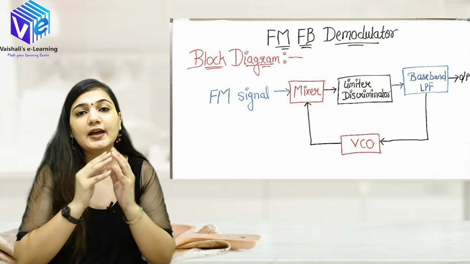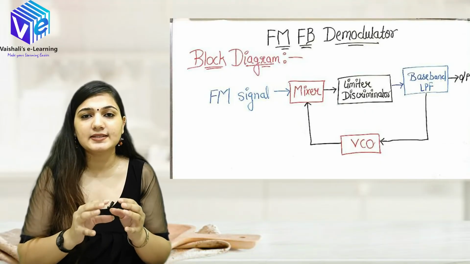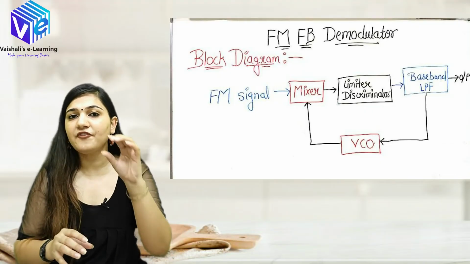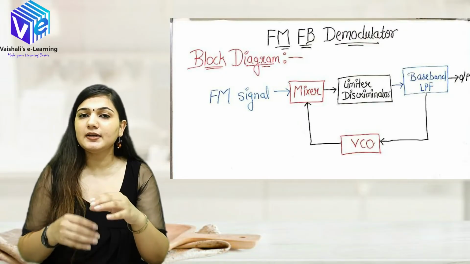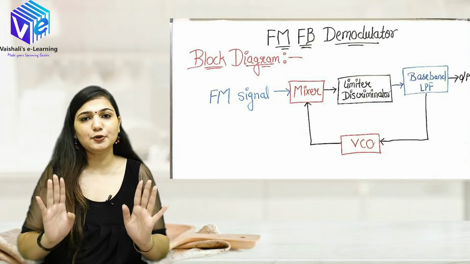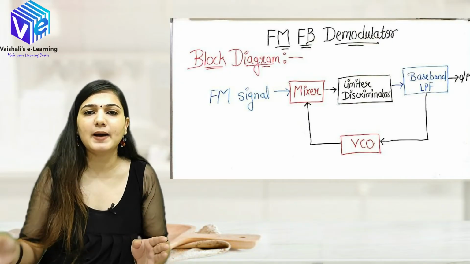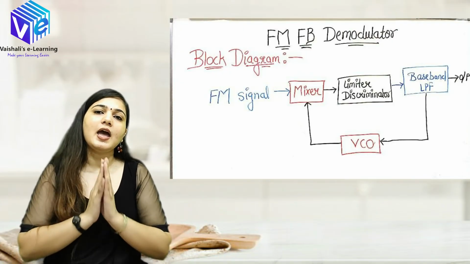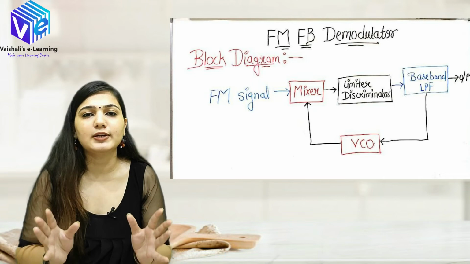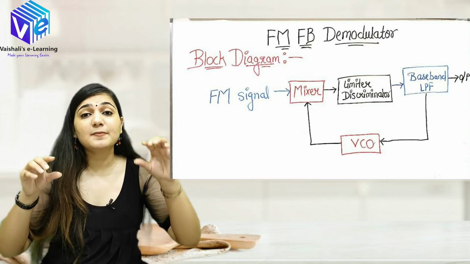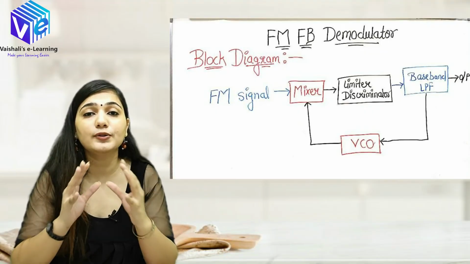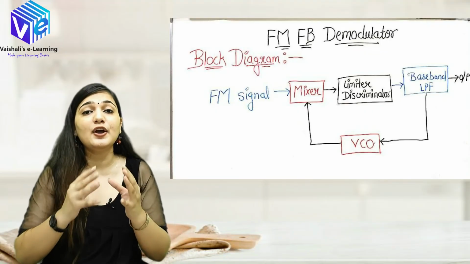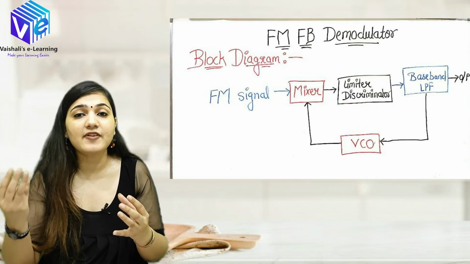This signal with less variation in frequency is fed to the limiter discriminator. The limiter discriminator converts the FM signal to an AM signal. This AM signal passes through the low pass filter and I get the modulating signal. Now there is a priori information in the case of FMFB. This is how FMFB is different from the normal FM receiver.